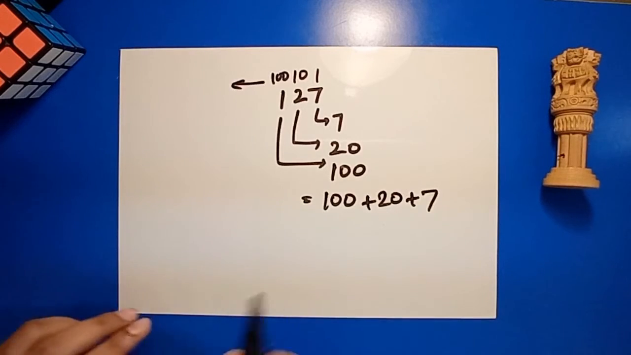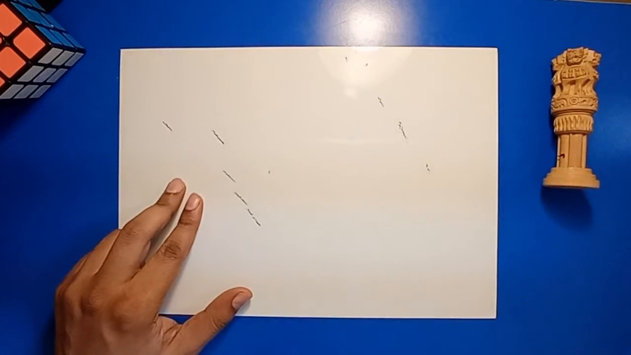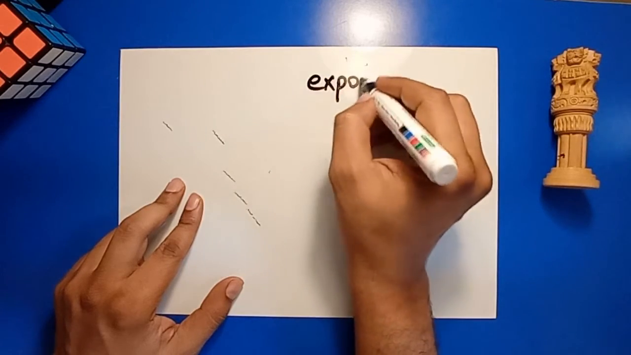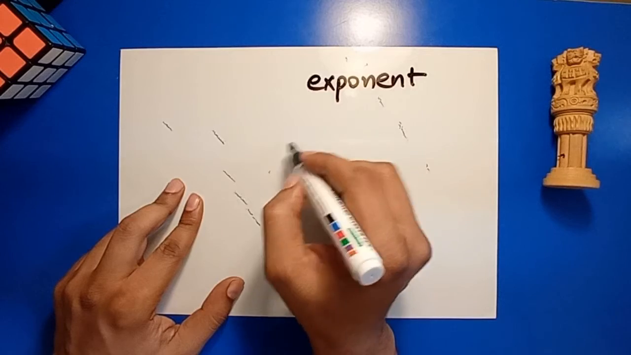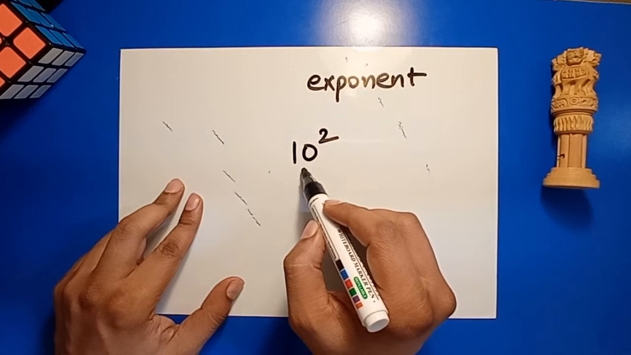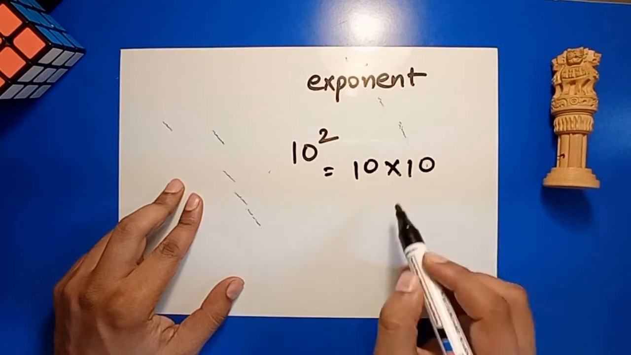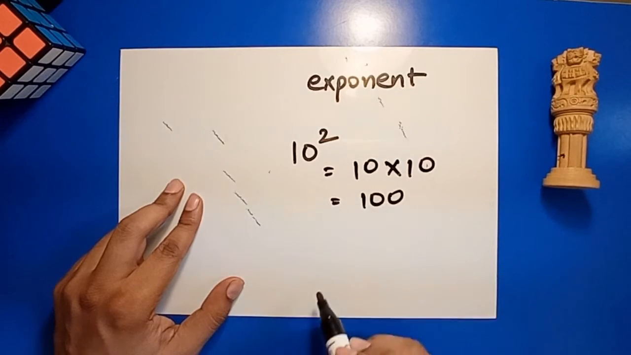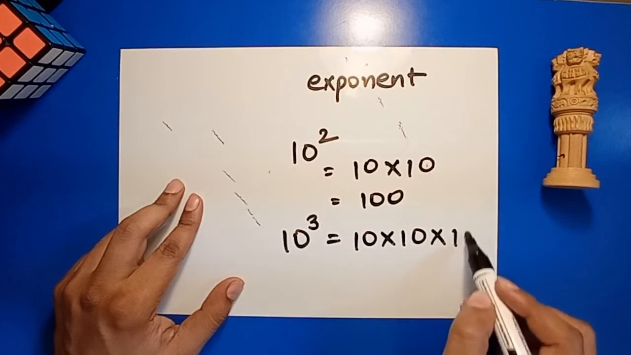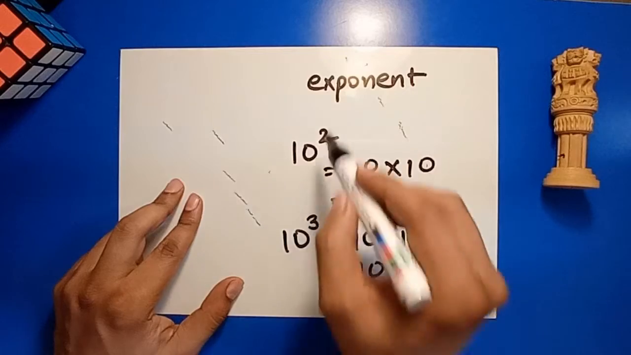Before moving ahead, let me tell you what is power, or what is meant by power. Power is also called exponent. Power means, when I write like this, how many times 10 is multiplied by itself. So 10 power 2 is equal to 10 multiplied by 10, 2 times, which is equal to 100. 10 power 3 is equal to 10 multiplied by 10 multiplied by 10, 3 times, which is equal to 1000. So this is what is power.